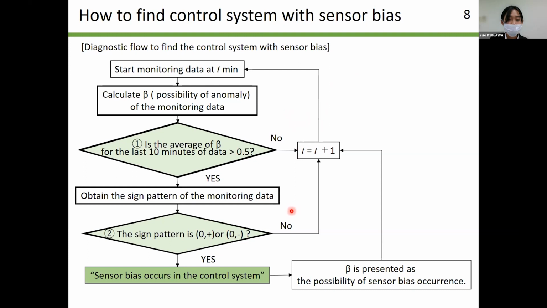If the sign pattern is 0 plus or 0 minus, it is determined that a sensor bias occurs in the control system. After that, the beta at the time is presented as the possibility of sensor bias occurrence. Do this flow every minute.